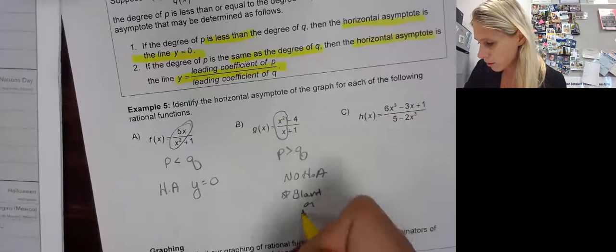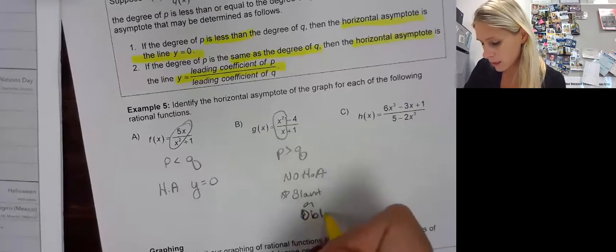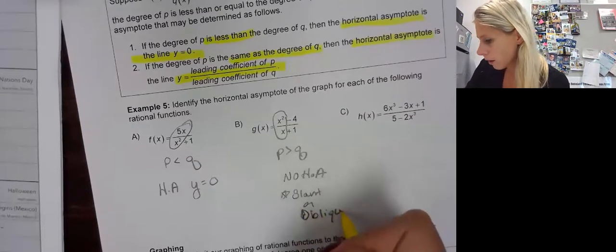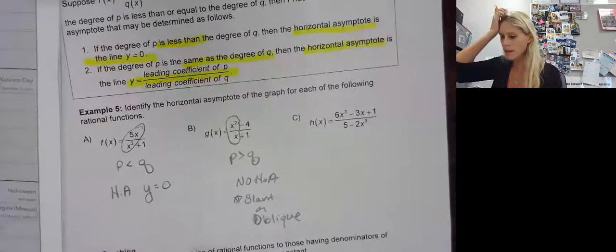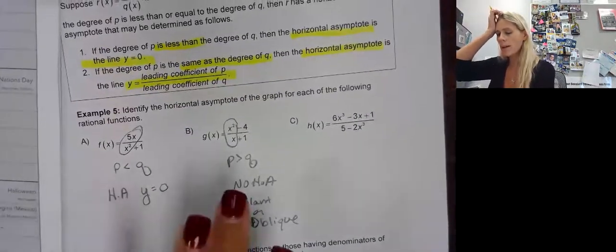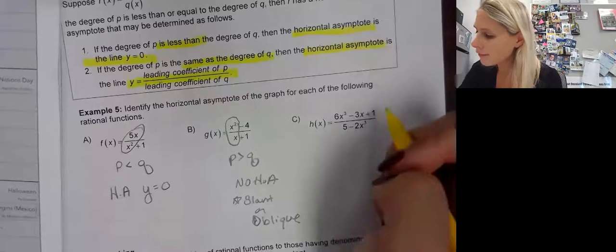Okay, oblique. Okay, so what do we do with that? Next we have less than, we have greater than, and of course now we're going to have equal.